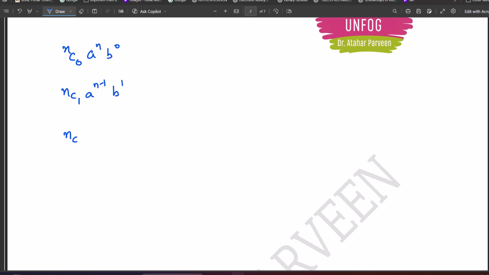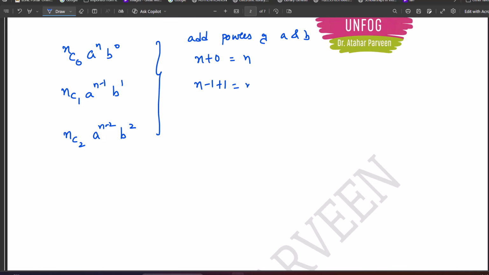Third term, NC2, A to the N minus 2 and B to the 2, right? Here is something interesting I will show you. If you observe the powers of A and B, you just add them. Here you have N plus 0. Answer is N. Here you have N minus 1 plus 1. Answer is N. Here you have N minus 2 plus 2. Answer is N. So what is the conclusion here? If you add powers of A and B, you will always get N.